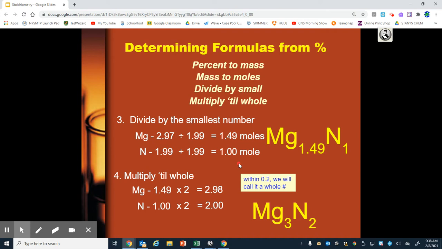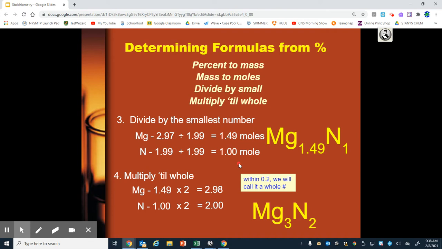This is stuff that's actually done. There's instrumentation where you can put a compound in and it will give you the relative percentage of elements, or polyatomic ions in some cases, in that compound. Then you can calculate and figure out what the compound actually would be. That's what we're doing, and that's the basic process. We'll go through a couple of practice problems.